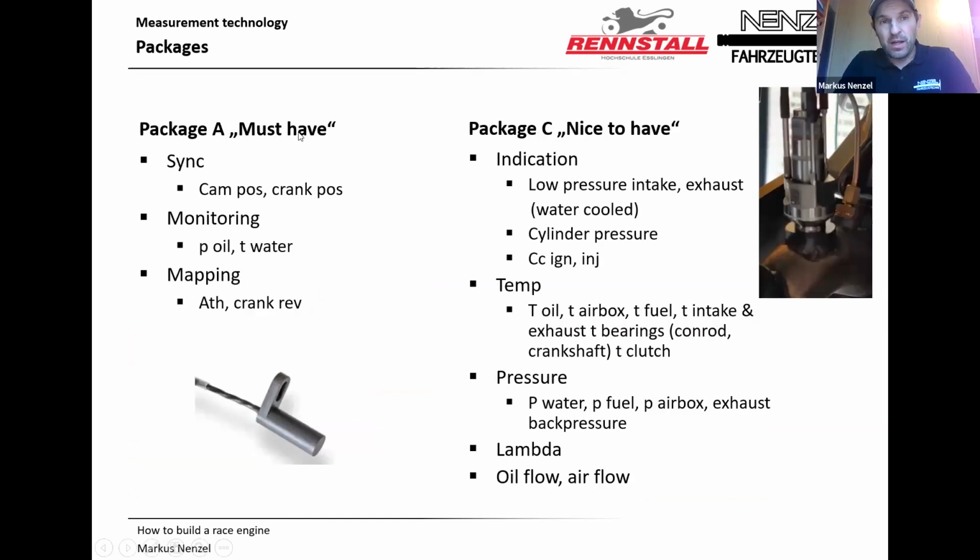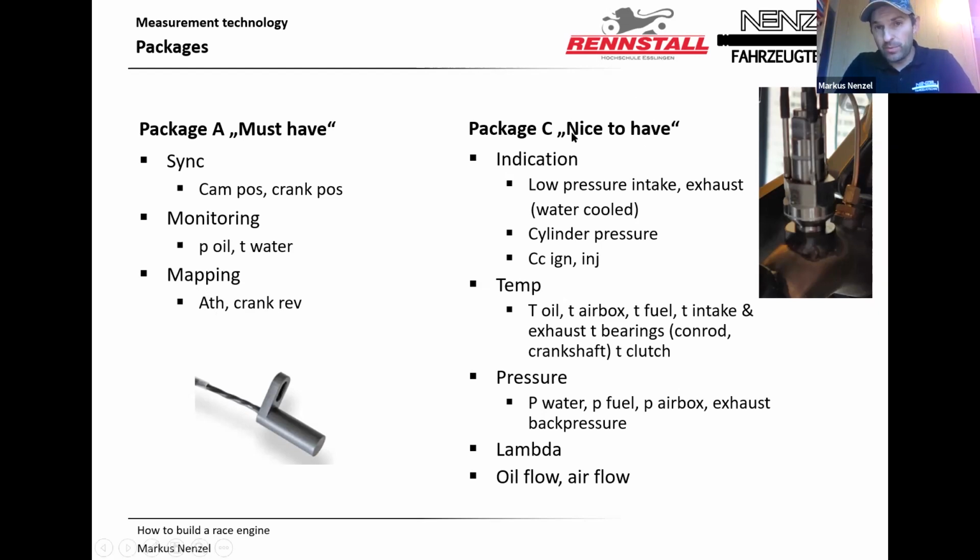At first, I call it must-have. For synchronization, so that your engine is running, you need cam position and crank position, so that you know where your camshaft is, where your crankshaft is, where your top dead center is, and so on. For monitoring, for your ECU and your compensation, you need, for example, water temperature, maybe oil pressure, also to control your engine so that everything is safe and you're not blind. And for mapping, for example on a naturally aspirated engine, we talk about alpha-N. Therefore, you need your rev and the position of your throttle.